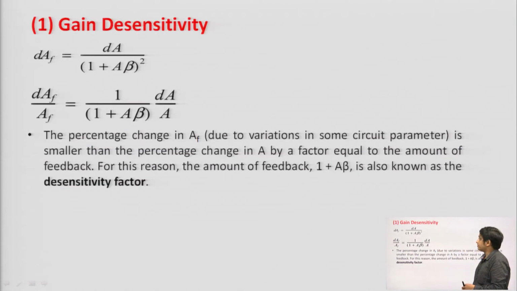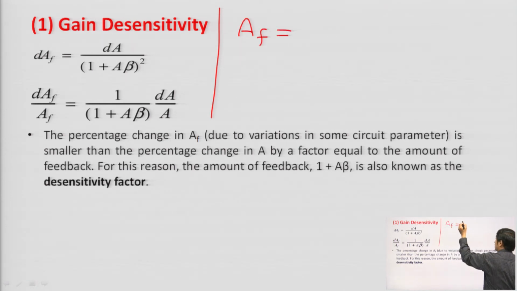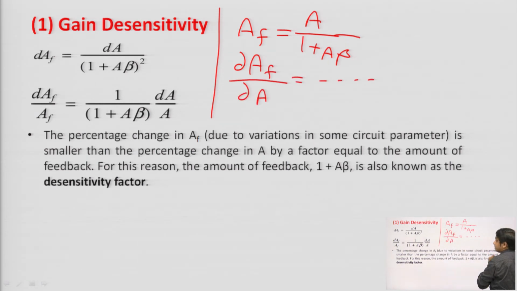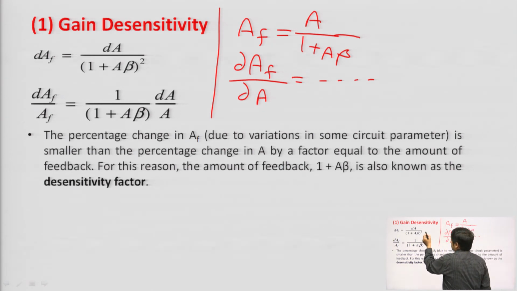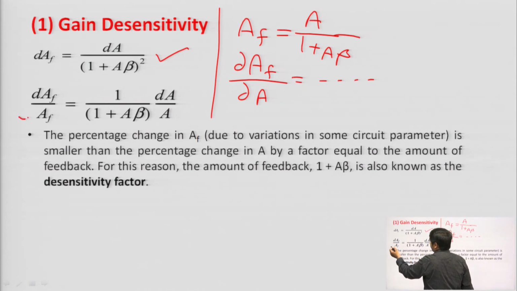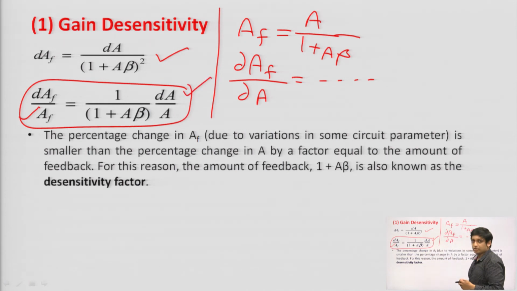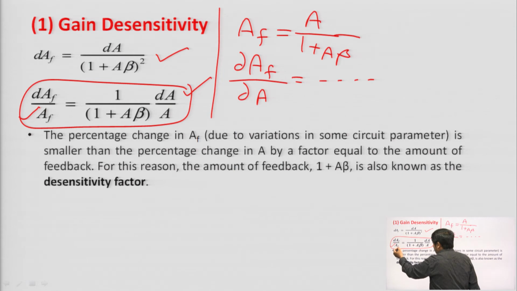So, the first property that I have mentioned is the gain desensitivity. How do we calculate it? Since we have already got the expression AF is equal to A upon 1 plus A beta, now if we differentiate this AF with respect to A, after differentiating we will get dAF is equal to dA upon (1 plus A beta) square. Now, just divide by the factor AF, then we will get this expression. Just observe it, you can see that dAF upon AF is equal to 1 upon 1 plus A beta into dA by A.